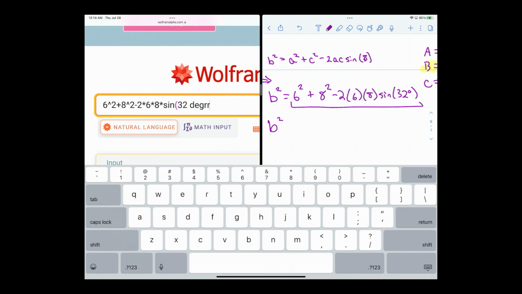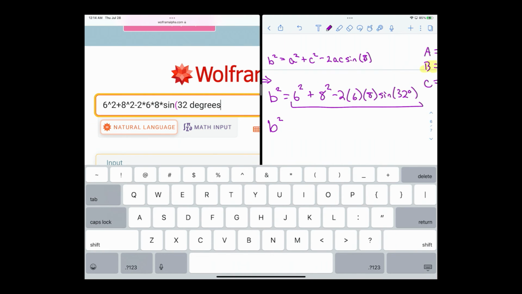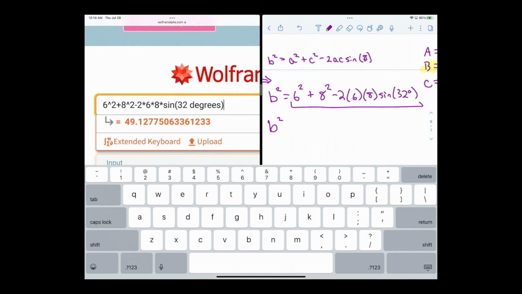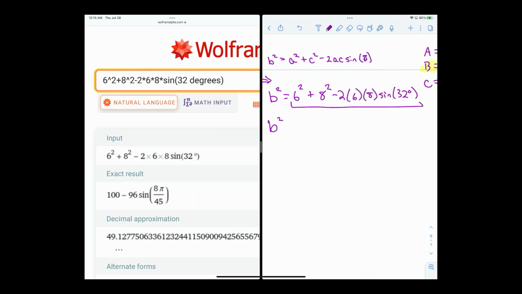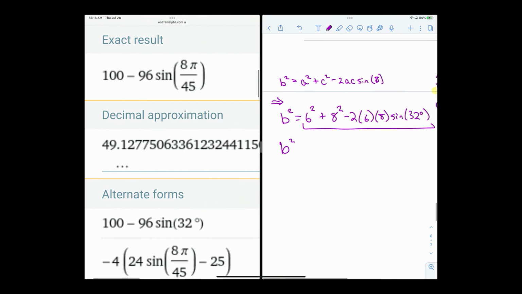I'm going to type it in, even though it doesn't matter here because there's no decimal, so Wolfram won't screw it up. I type it all in, verify that I typed it in correctly, and I get 49.12775. Now that's not B, that is B squared. So if I want B, I have to square root this.